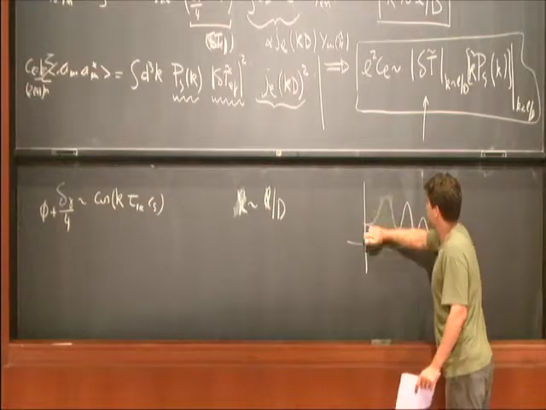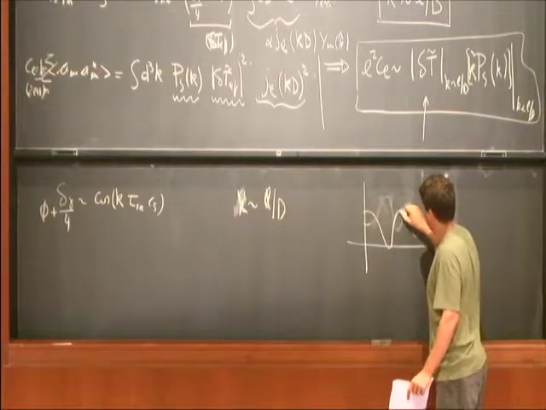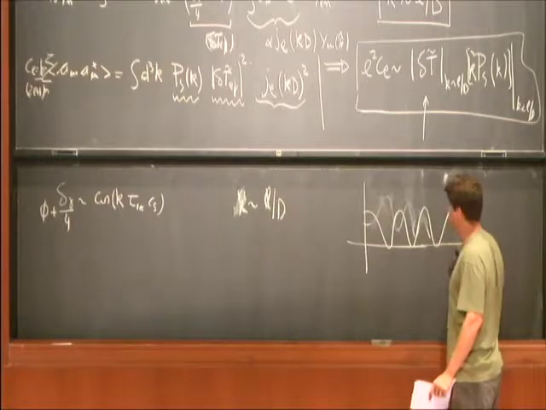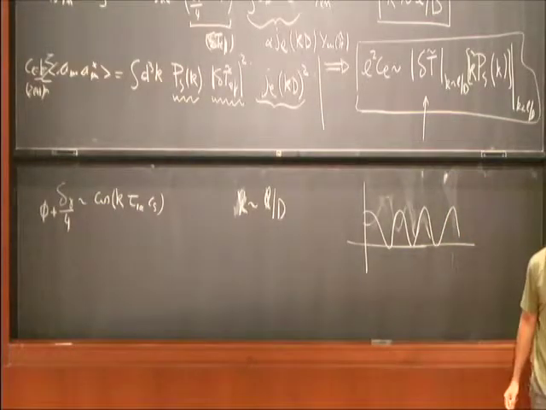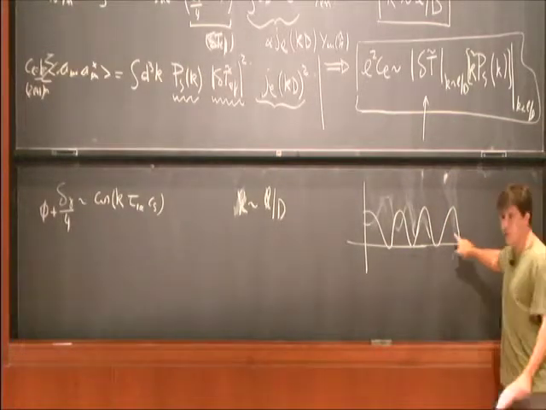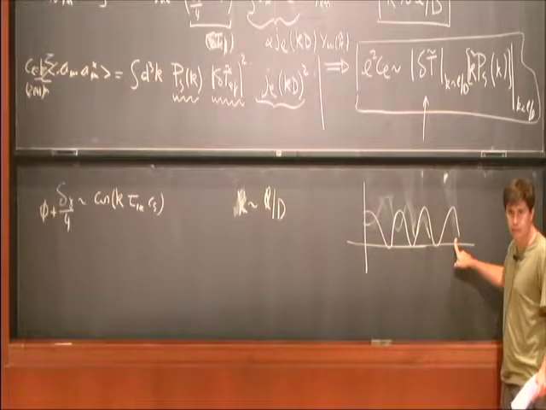At this level, it should just have been cosine squared, okay? Is it clear as to why this leads to this? Yeah?